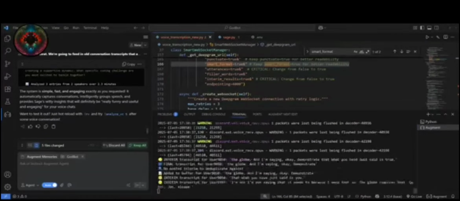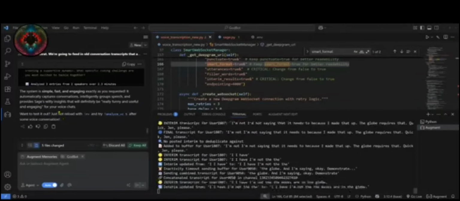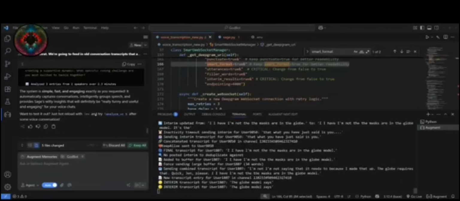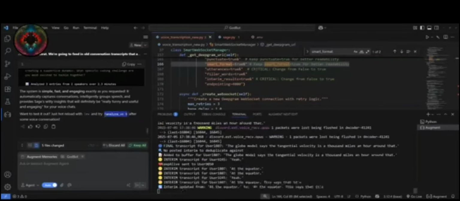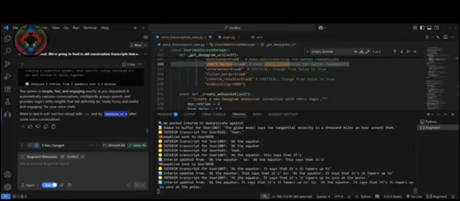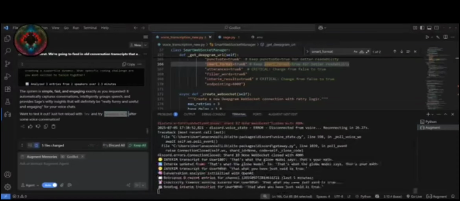I'm not talking to you. The maths are in the globe model. The globe model says the tangential velocity is 1,000 miles an hour at the equator, and that it tapers down to zero at the poles. That's what the globe model says. That's your maths right there. It would have to be going faster to be in sync at the equator. That's just what the globe says.